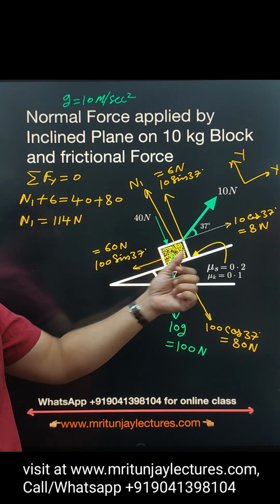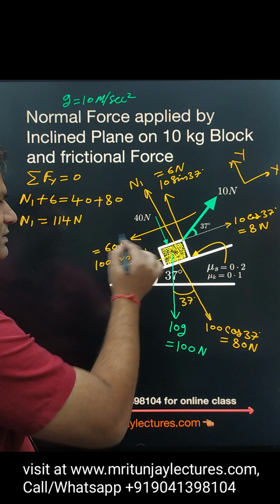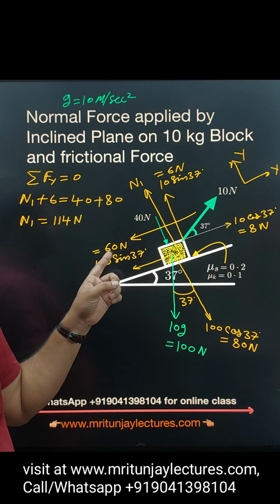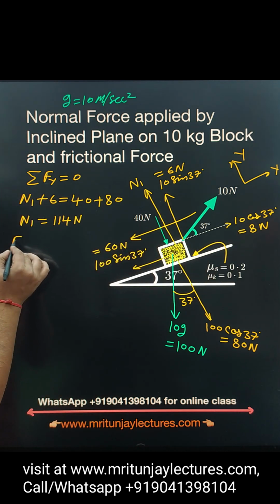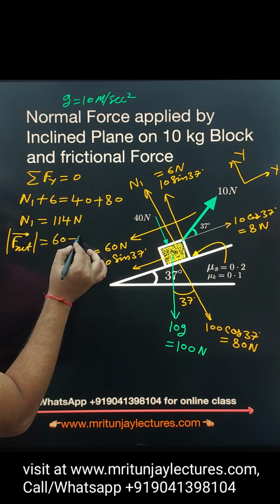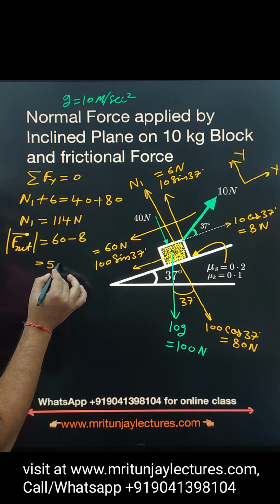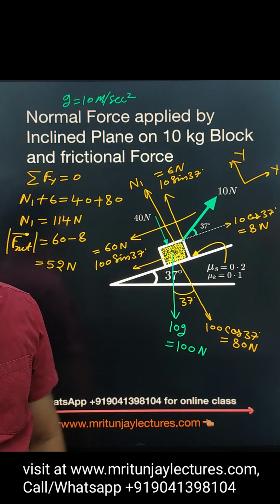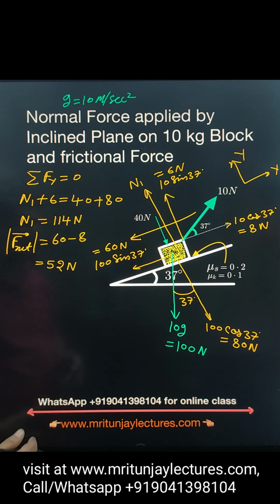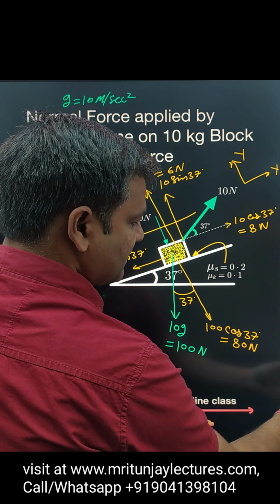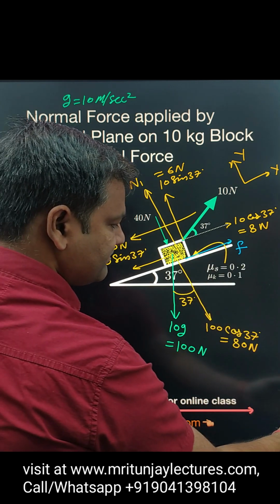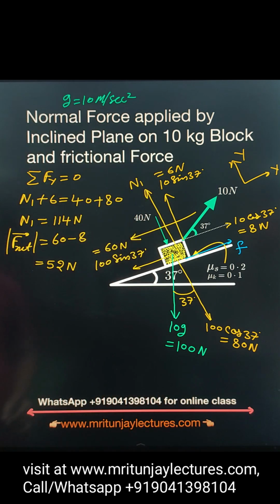Unbalanced force is in which direction? Simply in this direction. Why? 60 minus 8, that is 52. So you can say that the net force, or the driving force, is 60 minus 8, that is 52 Newton. In which direction? Downward. So frictional force develops always opposing the motion. Frictional force always opposes the motion. So this one is generated in this direction. So F.